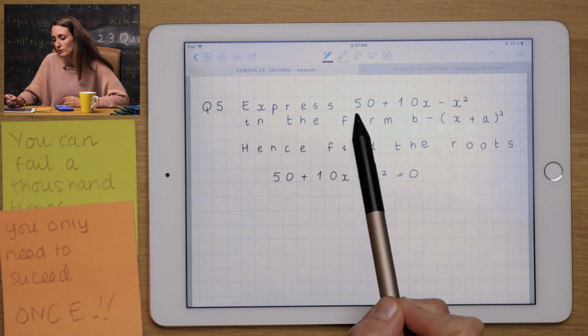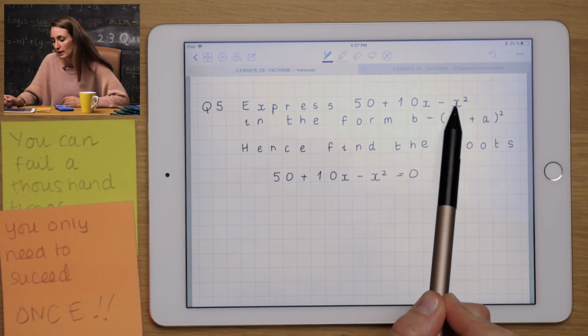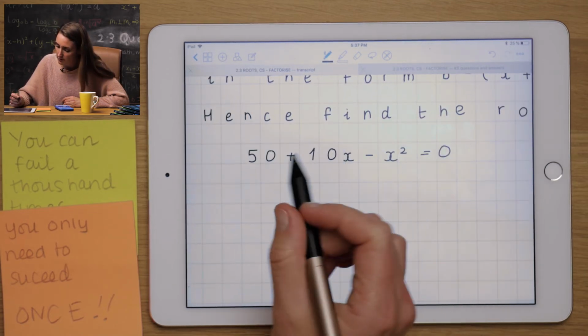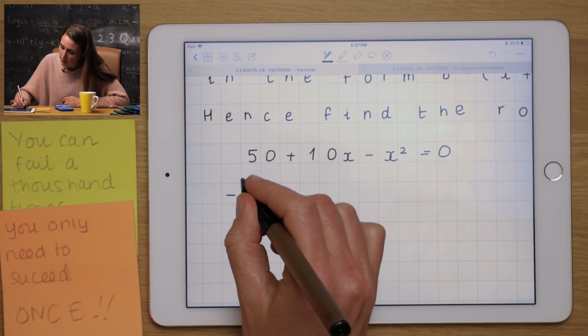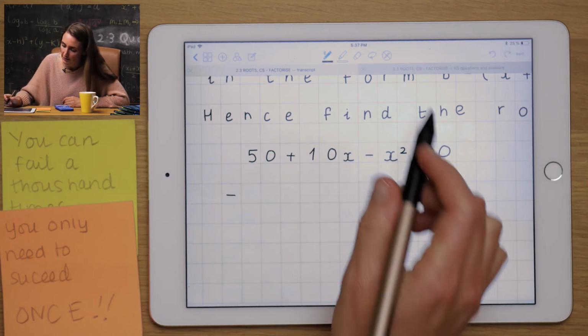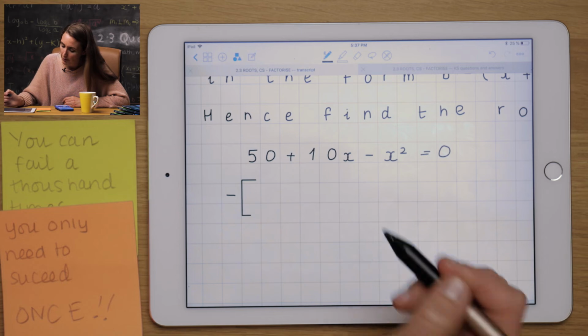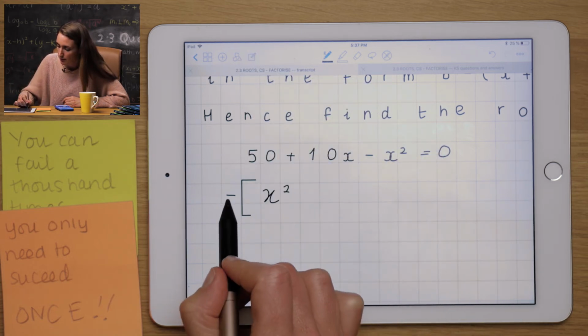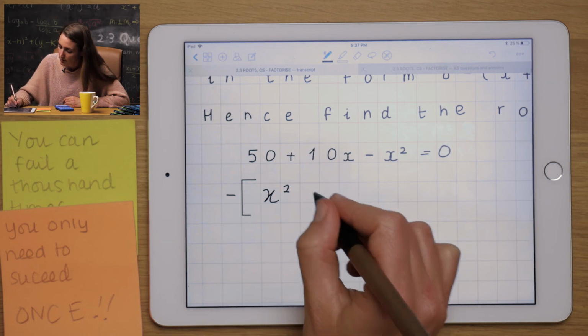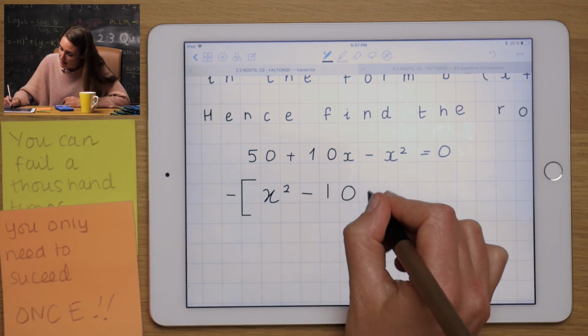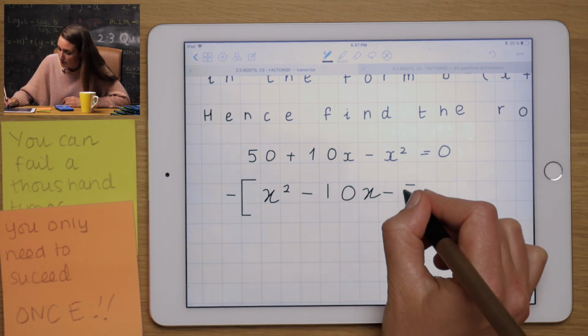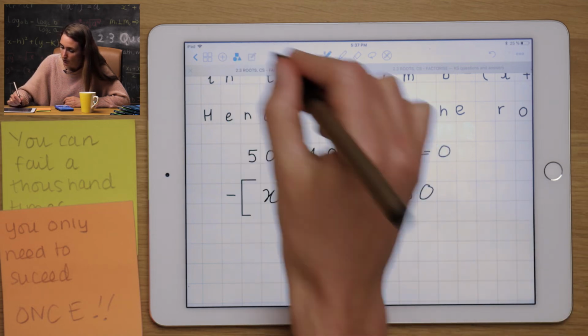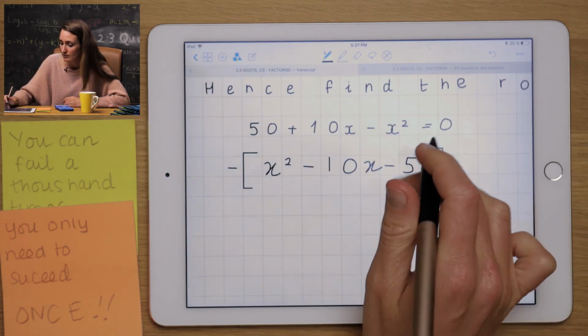In this situation, you've got 50 plus 10x minus x squared. This can be done similarly to if you had a 2 or something in front of the x squared, by pulling out the minus. So you're going to put that minus on the outside, then you have x squared minus 10x minus 50. And then you close up the big square brackets until later.